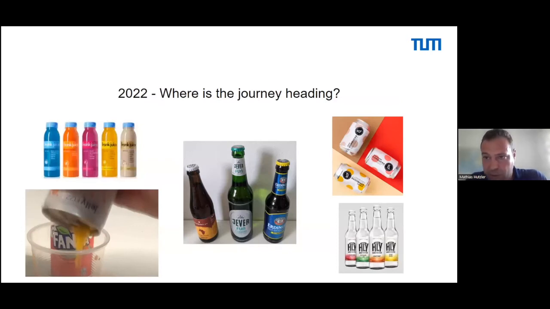So where is the journey heading to? There are a lot of innovative products. For example, here, this is Frank Juice, a company that produces freshly bottled juices and vegetable juices, and it's for a diet. You don't eat, you just drink those products for 2 weeks, and it's like a detoxification. So it's focused on a special segment of consumers.